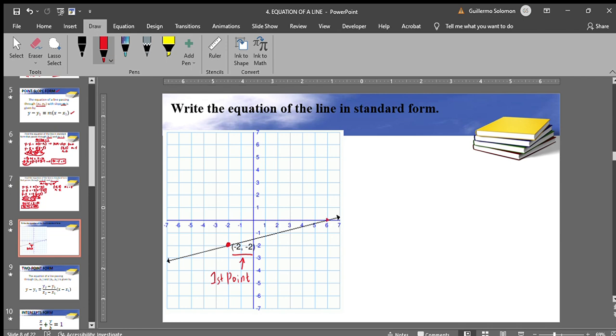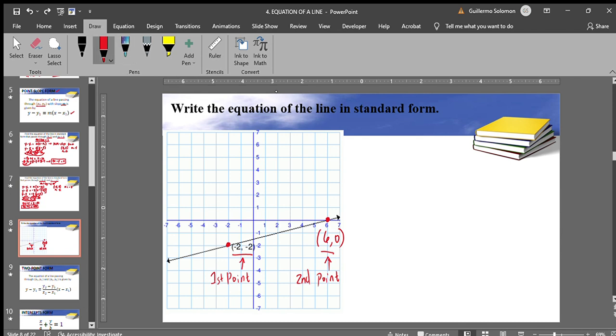So let us apply ito. Okay, so this one is 0, 6, sorry, not 0, 6. It's 6, 0. Since ito ay nasa x-axis. So this is our second point. Okay, the first point and the second point. Okay, pwede ka naman gumamit ng iba. We can use this. Okay, we can use this also. Ayan. Pero ako pinili ko yung may 0 para mas madaling i-solve. Okay?